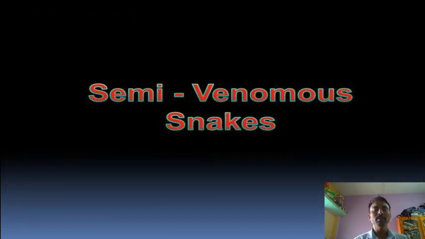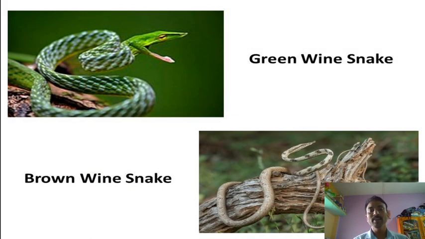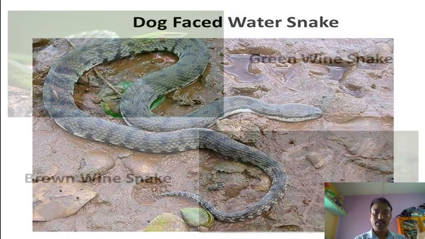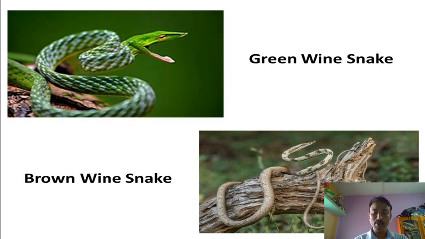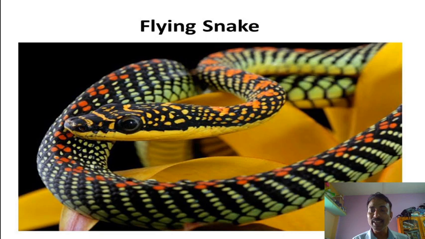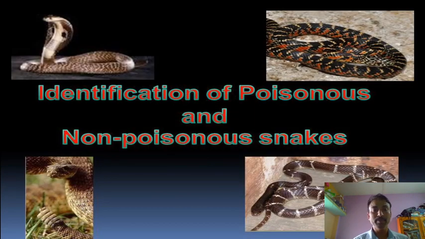Along with the non-poisonous and poisonous, we also have a third category, that is semi-venomous snakes. These snakes also have a gland which secretes poison, but not enough to kill the victim. What are they? The vine snake, first we see the brown vine snake, then the dog-faced water snake, then the flying snake, then the common cat snake, which is a very aggressive one.